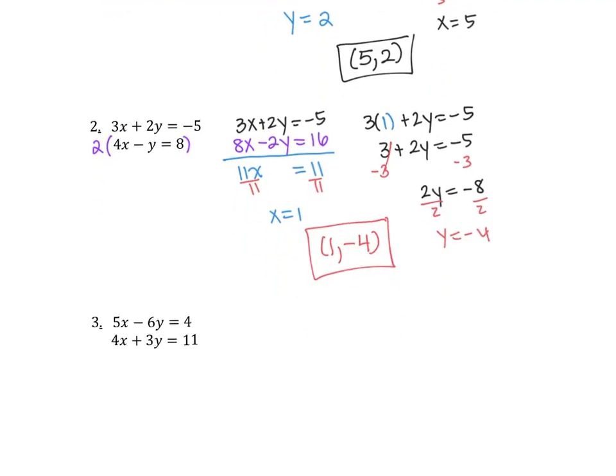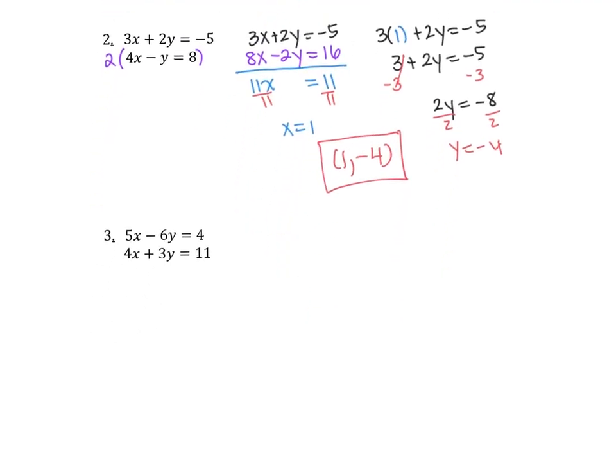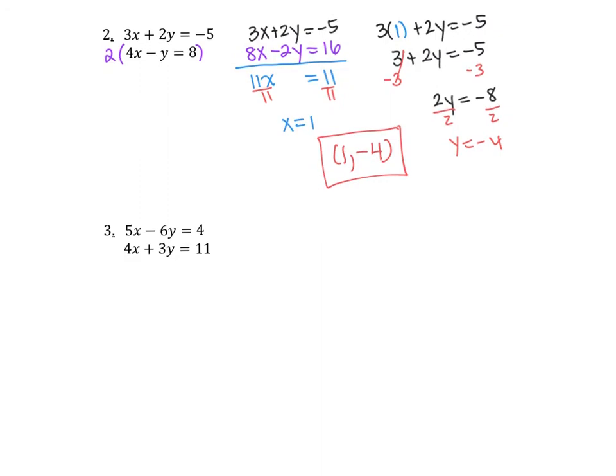Let's go ahead and keep trying these ones. It's the first step that is a tricky one. Okay, so for number 3, it says 5x minus 6y equals 4, and 4x plus 3y equals 11. They are lined up: the x's, the y's, the equal, and the constants.